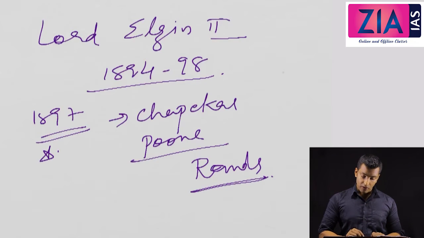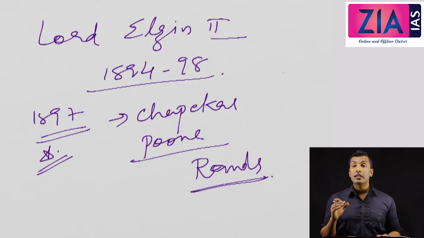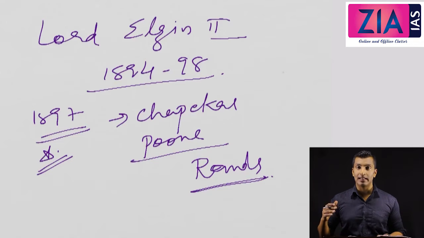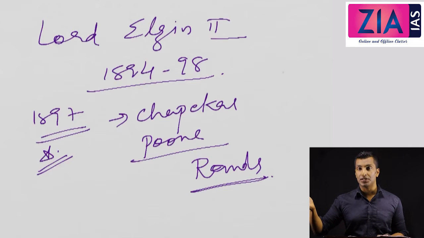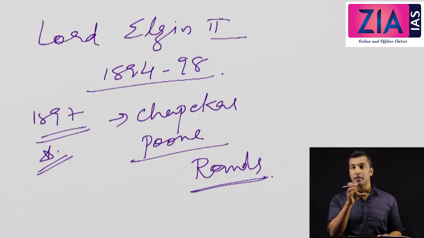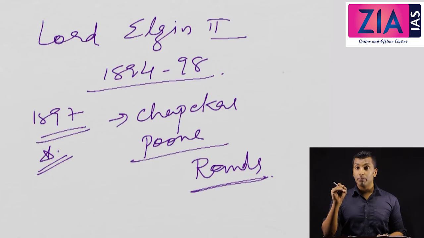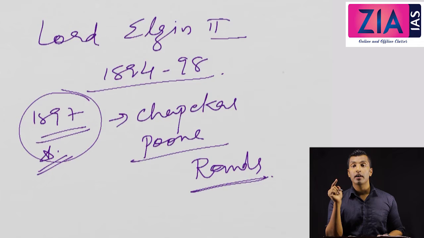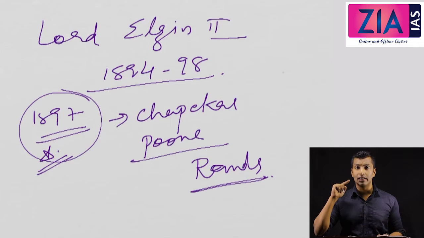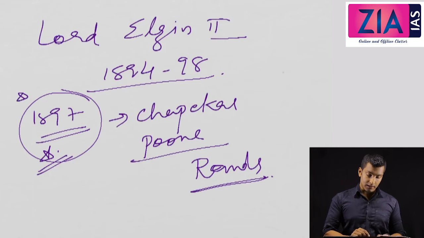Why it is important is because this is the first political murder of a British official during the freedom struggle. After this you can see a lot of attacks against English officials by the revolutionaries. These extremists and revolutionaries will be discussed in the coming sessions, including the difference between them in detail. But the point is, this is the first one.